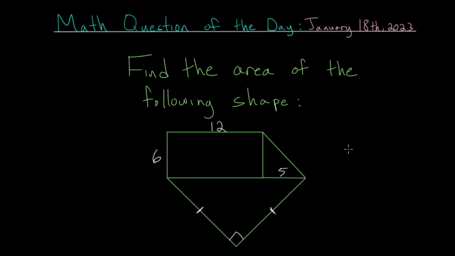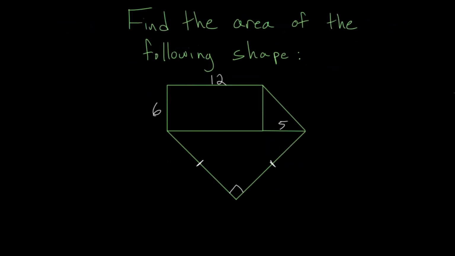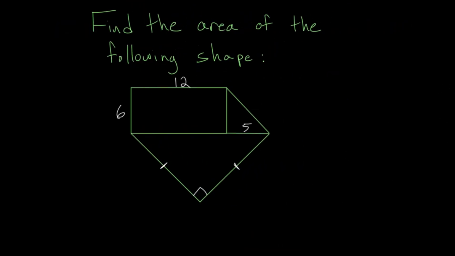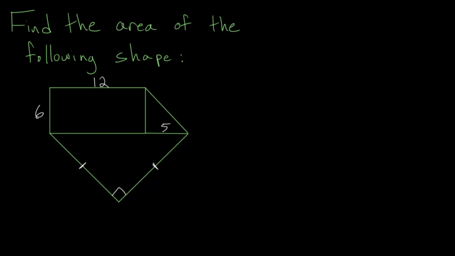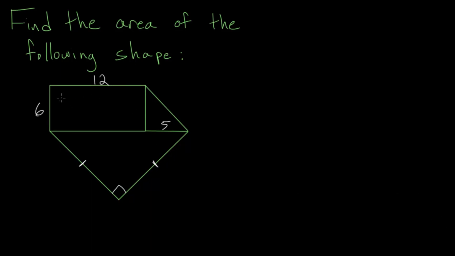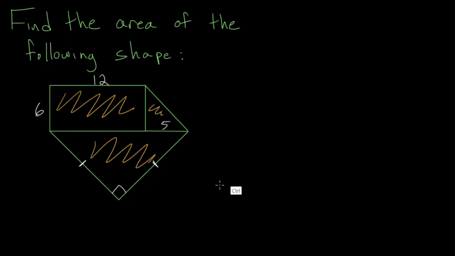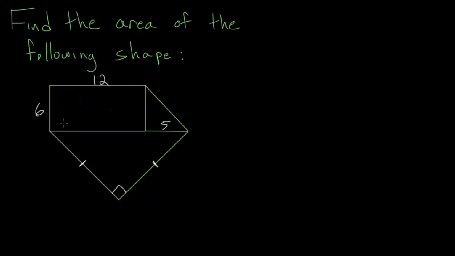And at this point, I will assume that you have attempted the problem. Now, let me make a little bit of room. And the general strategy here is to find the area of each of these pieces individually, and then we can just add them together. So let's start with the simpler pieces. We can start with this rectangle.